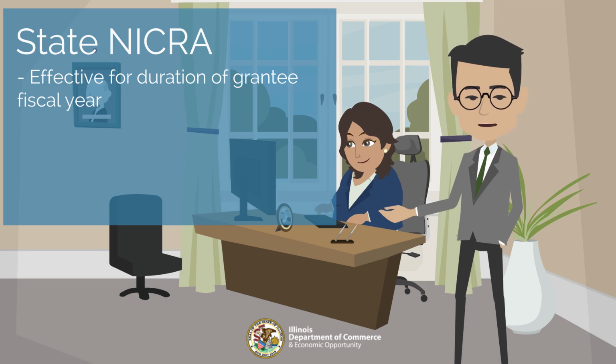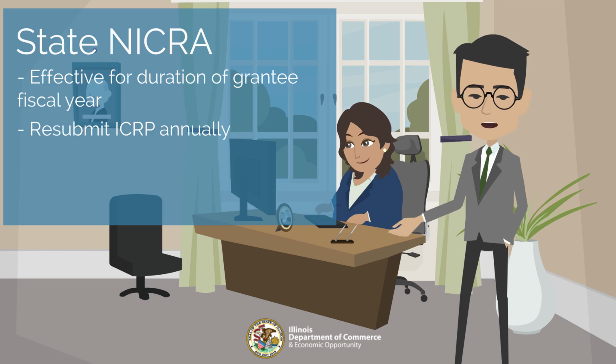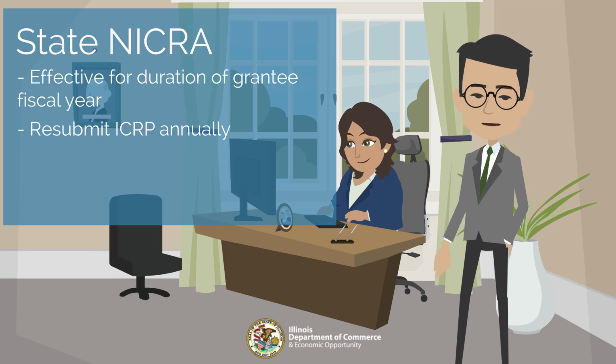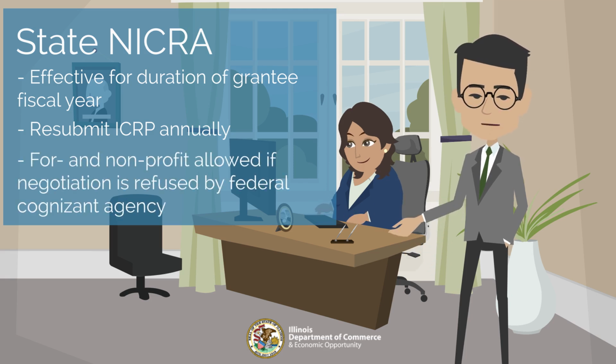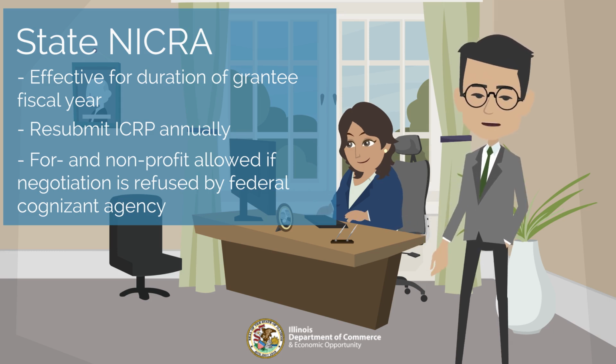The state NICRA will be effective for the duration of the grantee's fiscal year. Those with state NICRAs are required to resubmit their indirect cost rate proposal annually. Nonprofit and for-profit entities in receipt of federal funding who are refused negotiation by their federal cognizant agency must submit correspondence or communication demonstrating this in order to qualify for state NICRA.